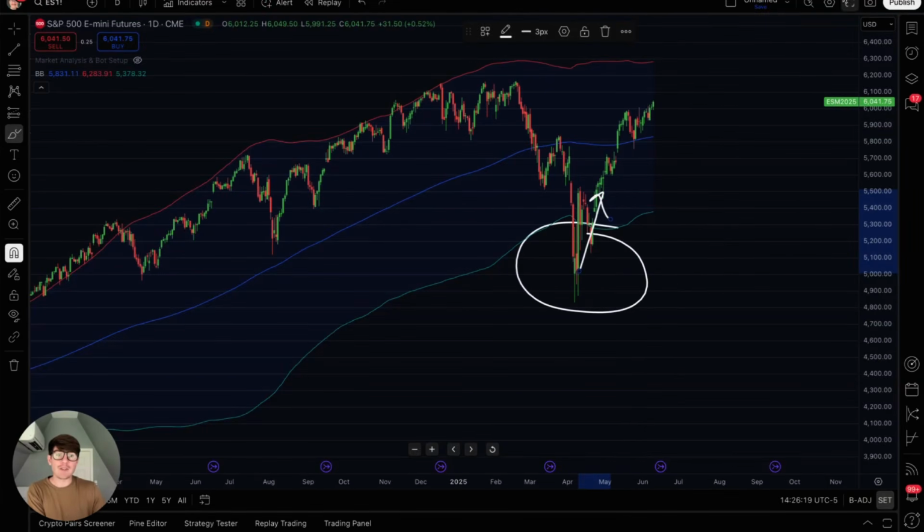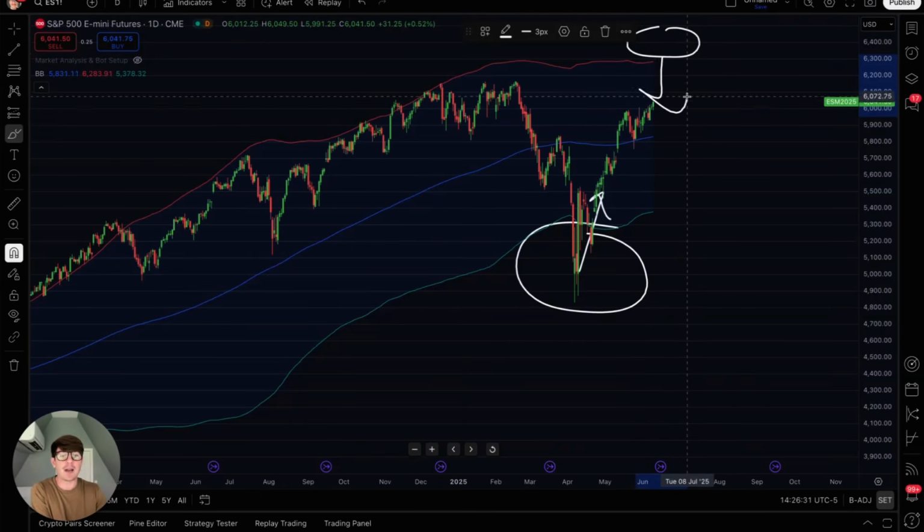Same thing to the downside. When we broke up to the upside, we play the downside because we have a 98% chance of winning.